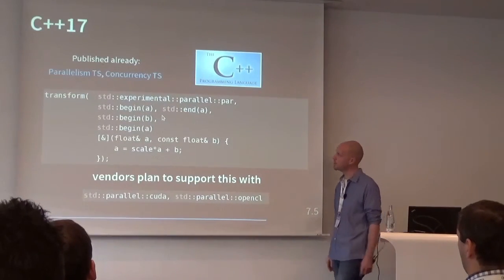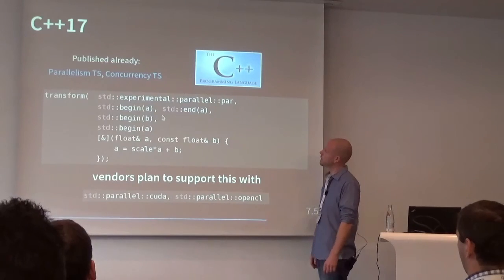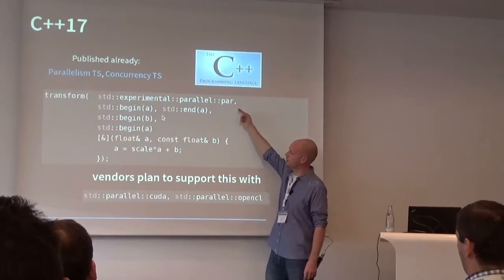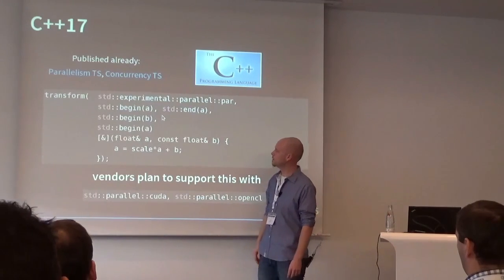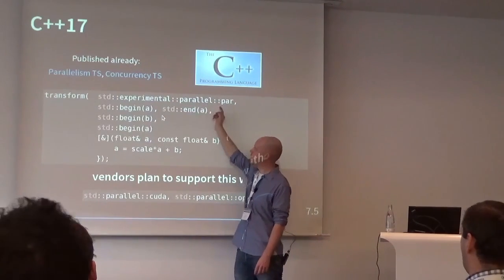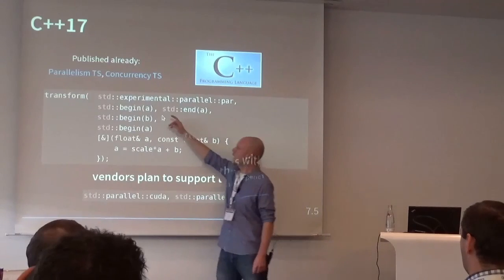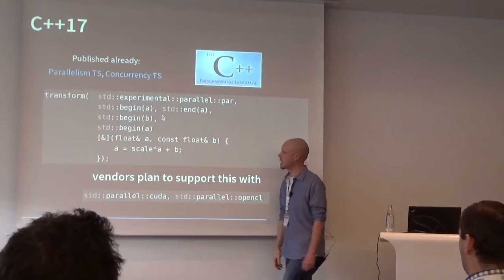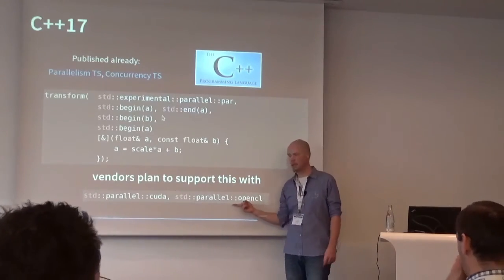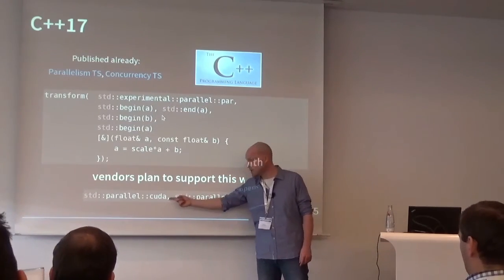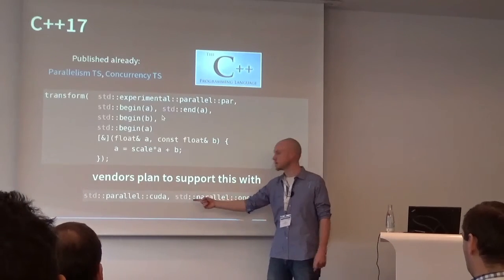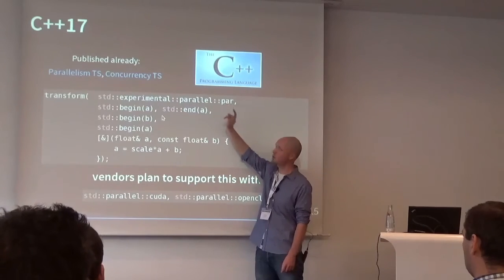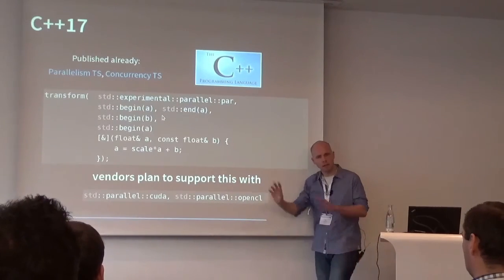C++17, I have to hurry up a little bit. Basically, they will offer in the Parallelism TS something that you might have seen already. You hand over a policy for how you want to parallelize this, iterator ranges, and then again a lambda for doing the heavy lifting. The notion here is that many vendors have promised that inside their compilers, they will offer individual targets for CUDA devices, for OpenCL devices, etc.